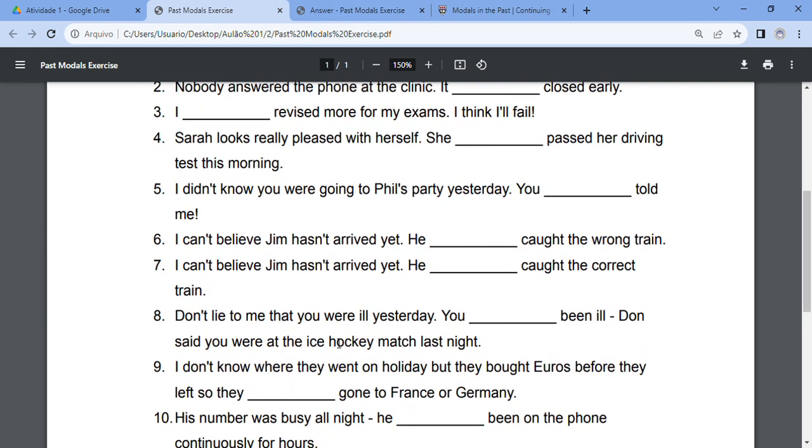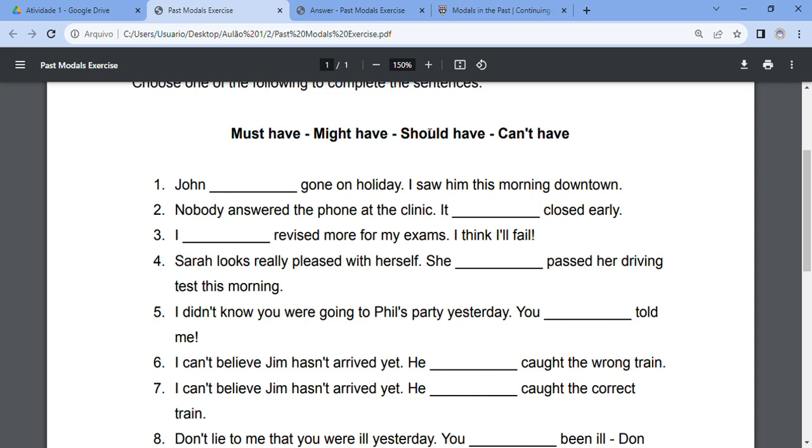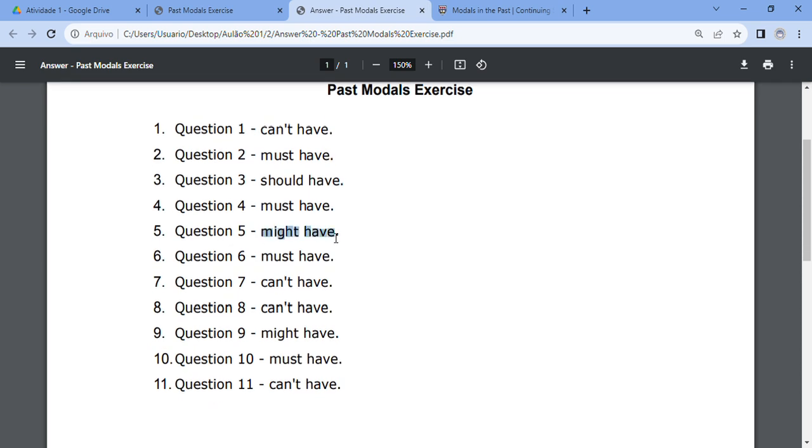I didn't know you were going to have a party yesterday. You something told me. So it is a possibility. It's not, you're not talking about probability of something. So you need to, it's not an advice. Okay, so you need to use the might have. I didn't know you were going to have a party yesterday. You might have told me. Might have told. Might.